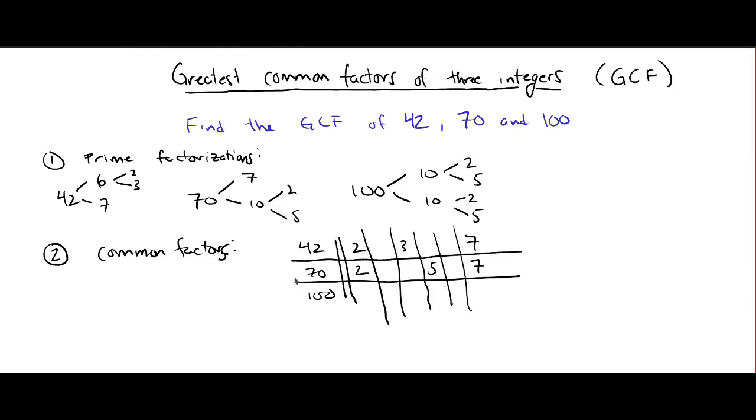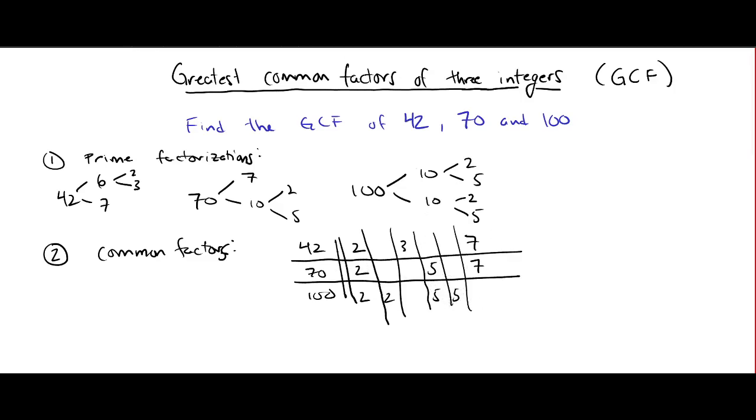And then the 100, it's 2 times 2 times 5 times 5. So I'll match the 2's and the 5's. And this last 5, it doesn't have any other 5 to match with, so it goes in a new column here. Okay, so the rows are our prime factorizations.